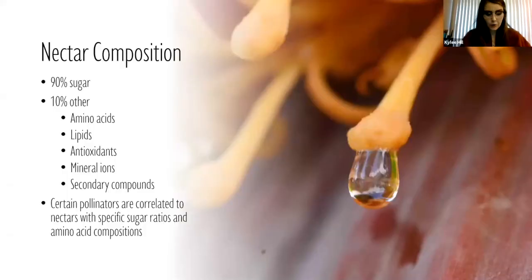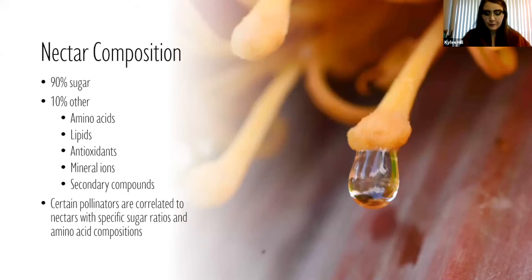Nectar is composed of 90% sugar by dry weight, and the other 10% is composed of a combination of amino acids, lipids, antioxidants, mineral ions, and secondary compounds. Nectar composition varies very widely between plant species, and it can even vary within a single plant species within the different types of nectaries. So the floral nectaries could be secreting an entirely different type of nectar than, say, the extrafloral nectaries.